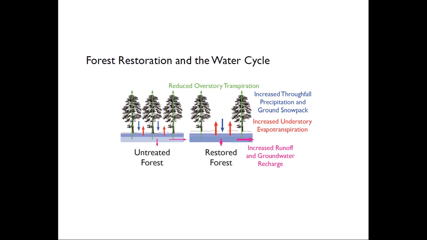However, there's a balancing act there, where yes, we open up the canopy to allow more precipitation to make it to the ground, but we also open up that understory to more radiation, more wind, more potential for understory evapotranspiration and snowpack sublimation. So there's a balancing act here. And then overall, the thought is that this will lead to increased runoff and groundwater recharge. Mainly because we have some different mechanisms balancing each other out here, but we expect that it'll overall be positive in that direction.